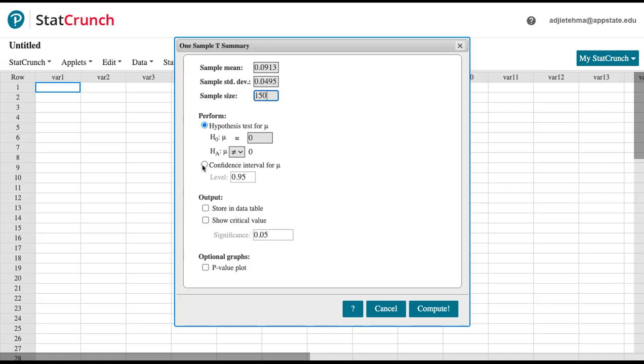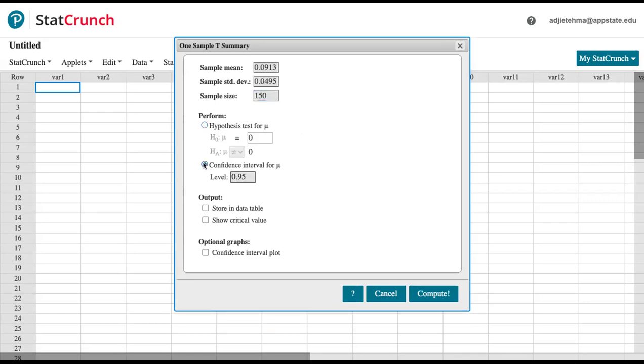And then we click here. We are interested in the confidence interval. And then the confidence level is what? 95. So we leave it as 95. Is that okay? And then we could show the critical value. And then we hit compute.